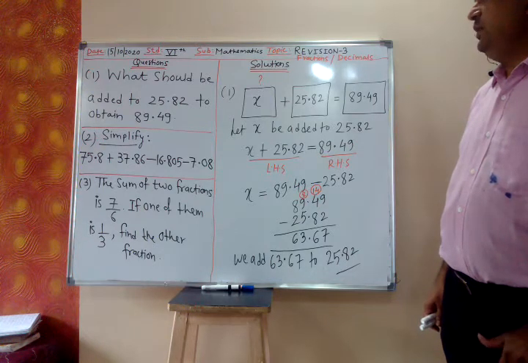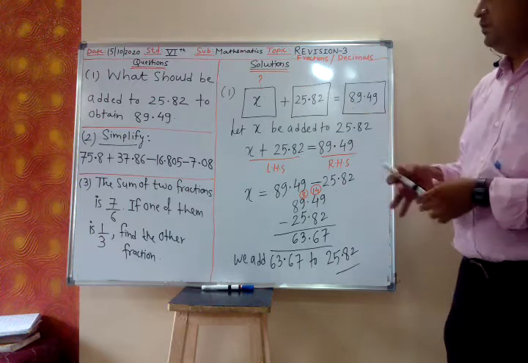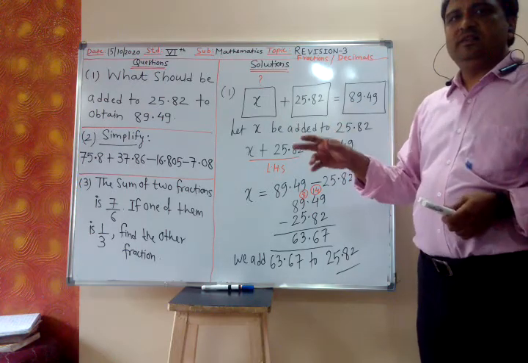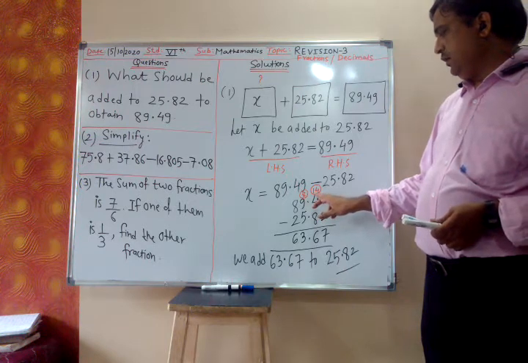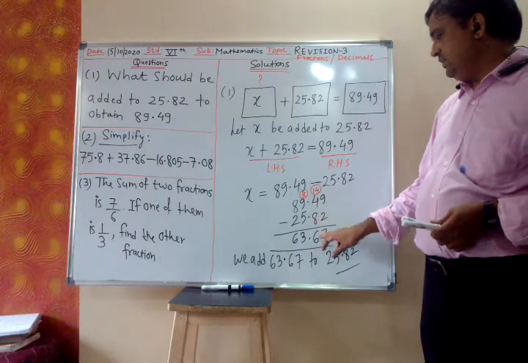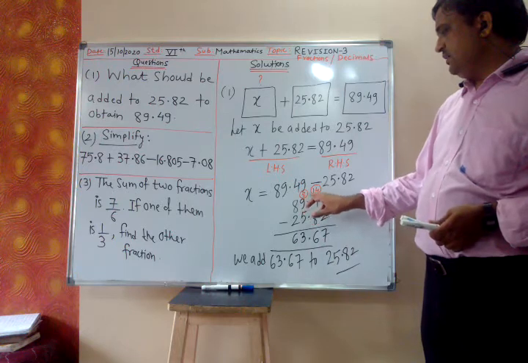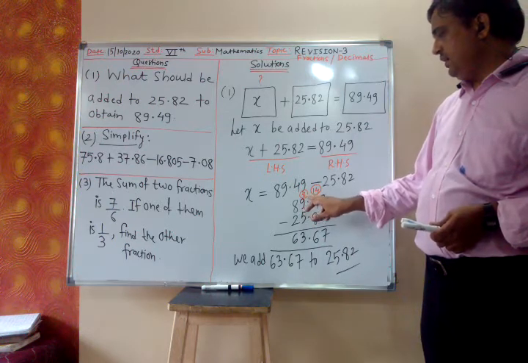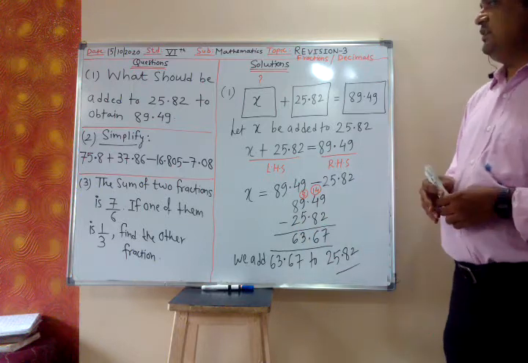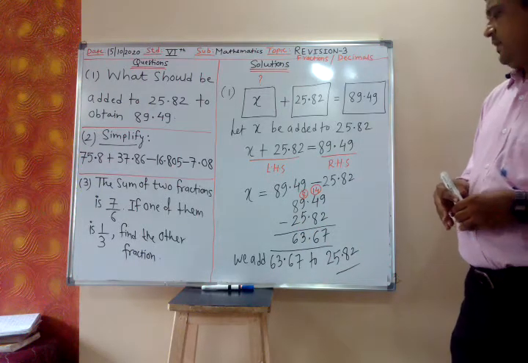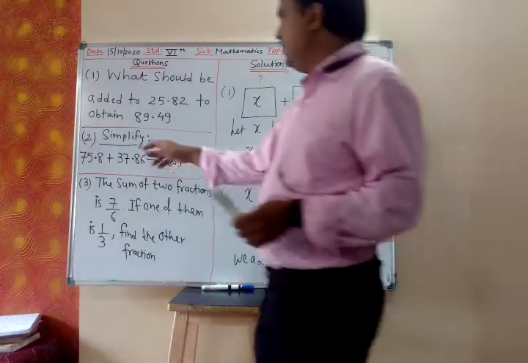So what should be added to 25.82? We say 14 minus 8 is 6, and then when 1 was carried, 9 becomes 8. 8 minus 5 is 3. 8 minus 2 is 6. So that is 63.67. Second is simplify.